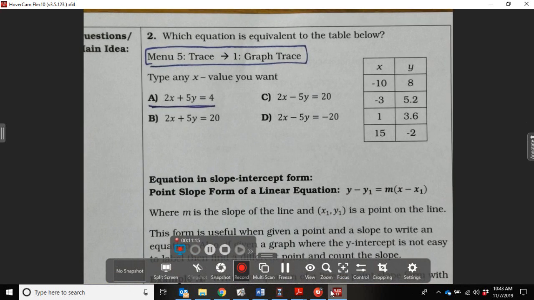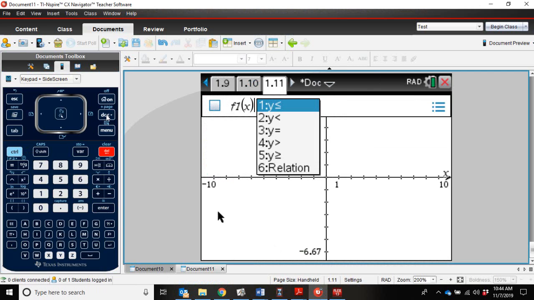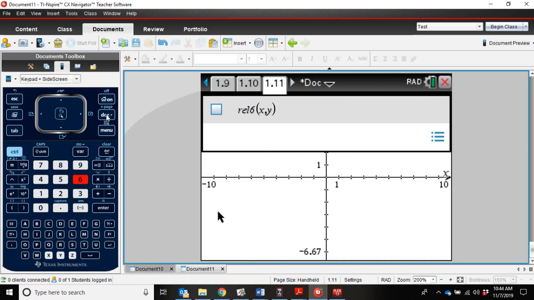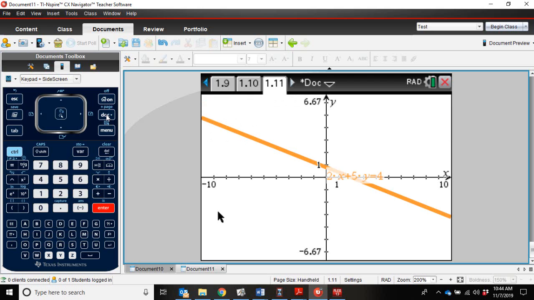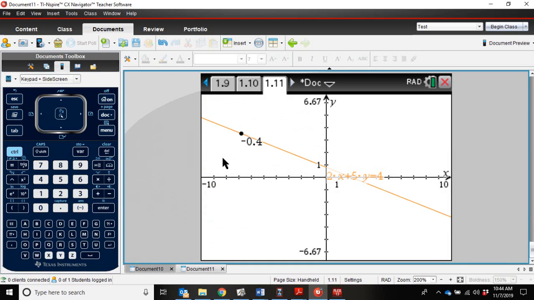Okay. So follow along. Control Doc, add another graph page, delete the equal sign, and pick a relation. And you should be getting quick at pushing all those buttons. So 2x plus 5y equals 4. Now, again, we could find our slope, so let's review that. Menu 6, 5. And here is my slope, okay? But that's not what I was asked about. I was asked about points.